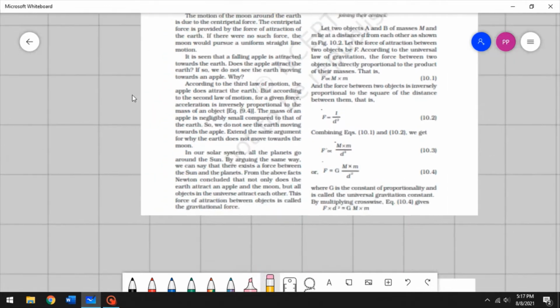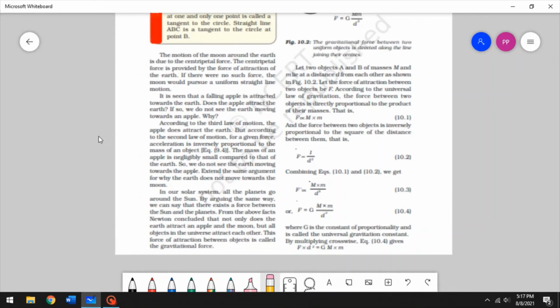Right? In our solar system, all our planets go around the sun. So every single planet goes around the sun, and by arguing the same way, we can say that there exists a force between the sun and the planet. If there is a force between the planets and the sun, according to Newton's third law of motion, every action should have an equal and opposite reaction. So the sun also should have an equal but opposite attraction force towards every other planet, right? So Newton deduced all of this from one basic truth.